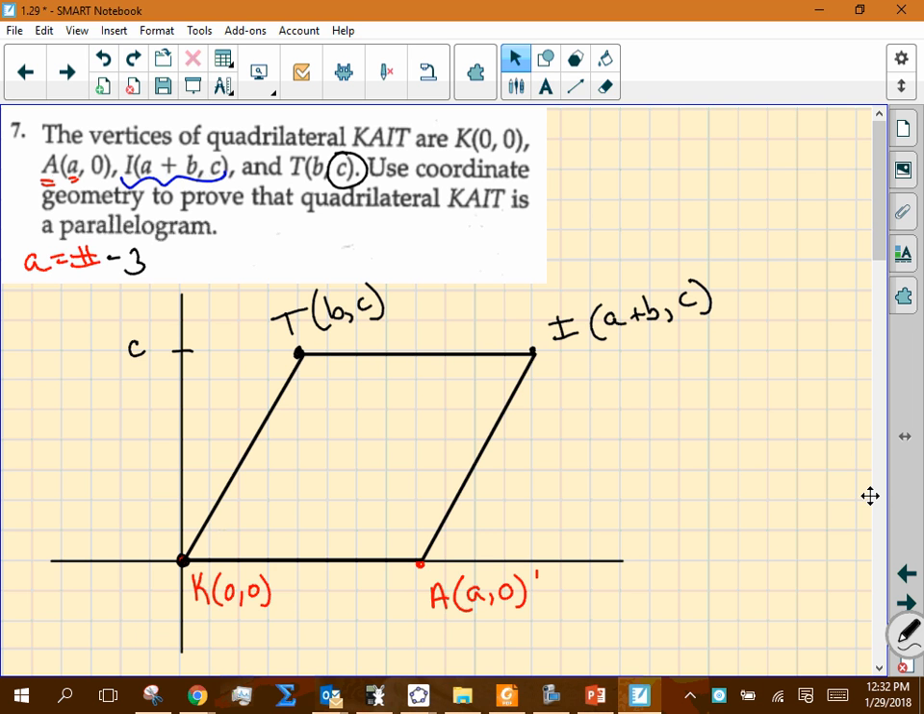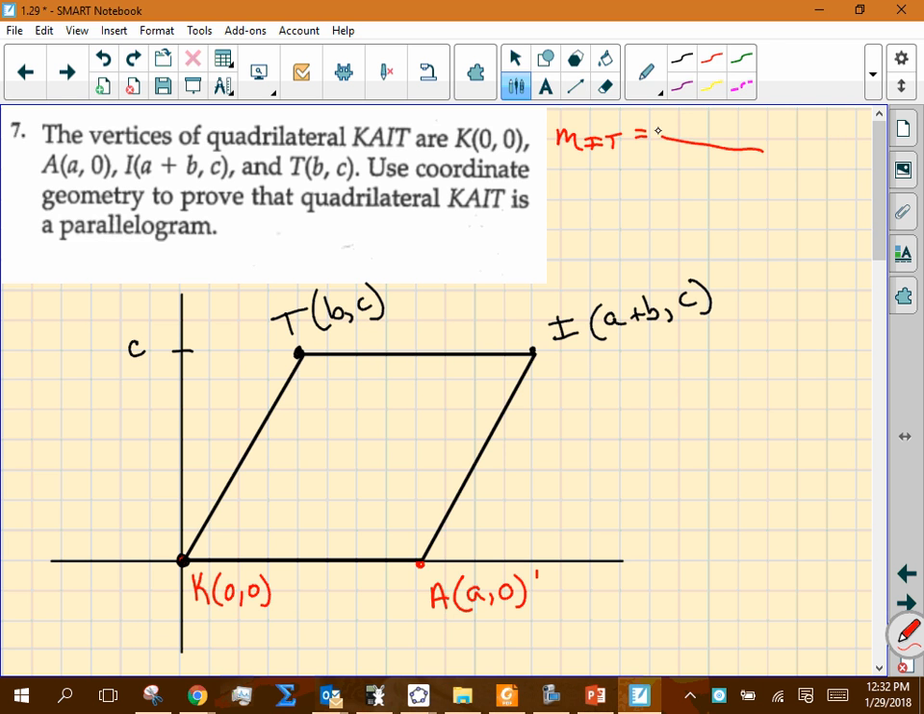Now, I'm just going to clean things up a little bit, get rid of some of this stuff. The question is, use coordinate geometry to prove that this thing's a parallelogram. Okay? We've got a couple options. I'm going to go through two of them. First one, most people probably use slopes, right? Can we find the slope of IT? The slope of IT, you would take your y values of I and T and subtract them, right? So the y value of I is c. The y value of T is c. So I go c minus c.